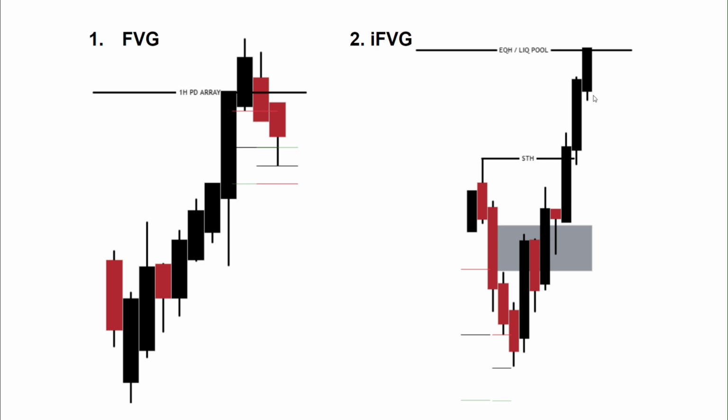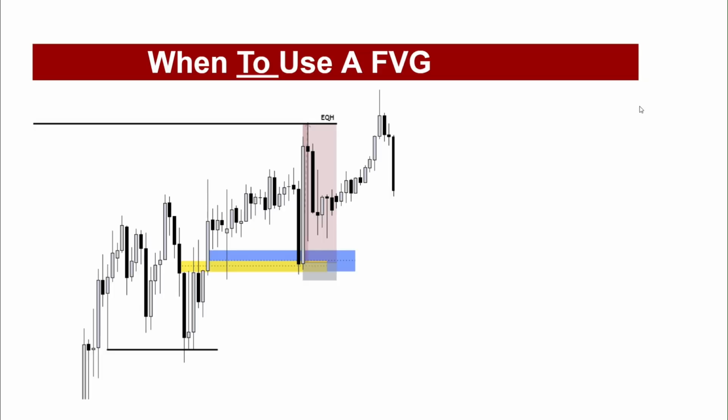Also, now price displaces to our liquidity pool, equal highs, and short-term highs. So I wouldn't want to take a short out of here because we also have the equal high, and we have high time frame liquidity right here. So understand this, and let's implement it now.